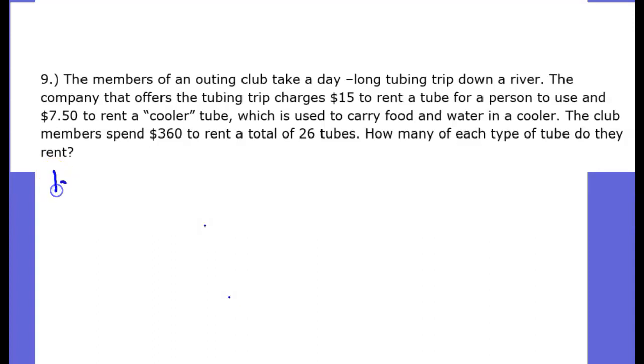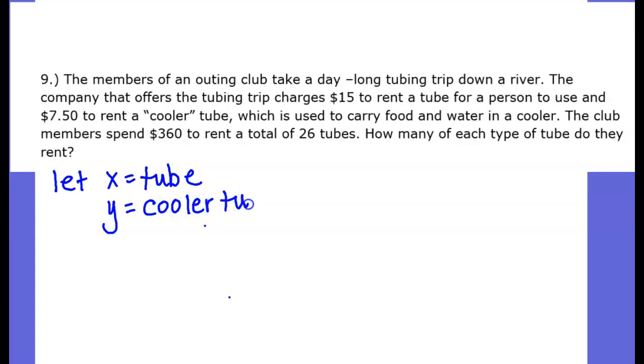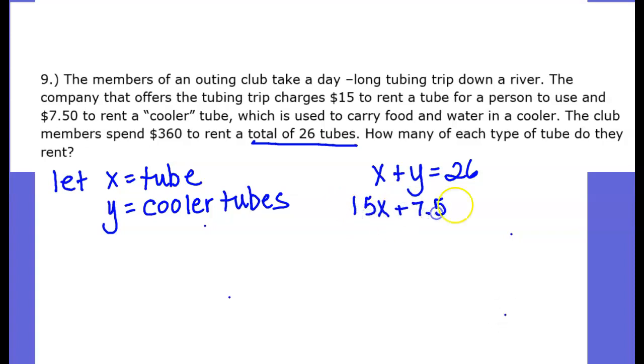Okay, so let's start with our variables. Let's let x be equal to the tubes. We don't know how many tubes. And then let's let y be the cooler tubes. Now we know we rented a total of 26 tubes. So the first equation is pretty easy: x plus y is equal to 26. And the second equation, we're dealing with money. It's $15 to rent a tube for a person, so that's going to be 15x. And then $7.50 for each cooler tube, so it's $7.50 times your y, and that's going to be equal to $360. So there's our two equations with our two variables.